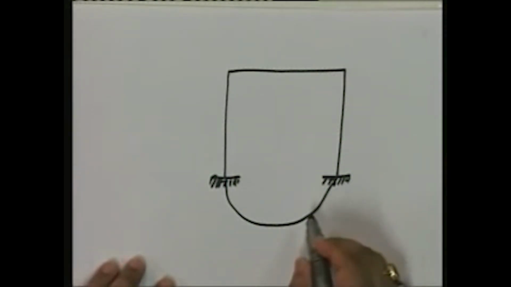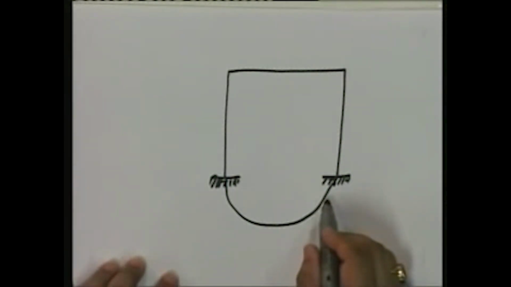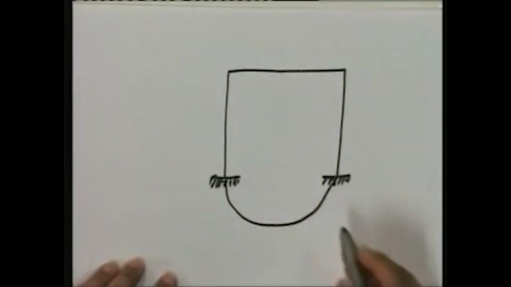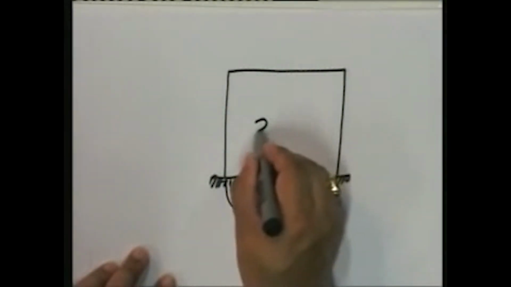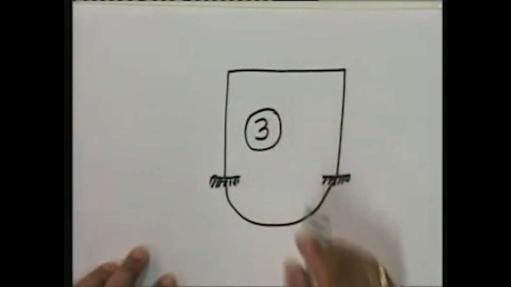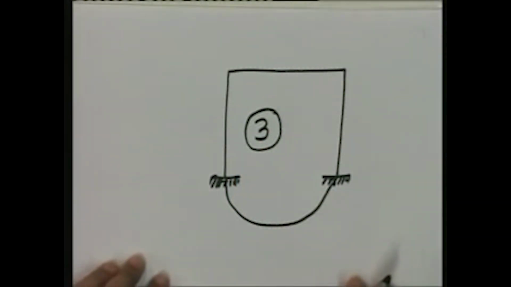What is the static indeterminacy of this structure? Since it's a ring, it's 3. 3 is the degree of static indeterminacy. So therefore, a fixed single bay, single story frame has a static indeterminacy of 3.